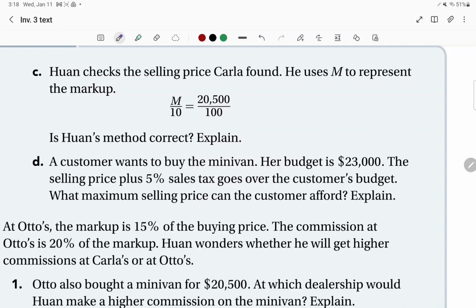On C, it says Huan checks the selling price Carla found. He uses M to represent the markup. Okay, is his method correct? If you haven't tried this, pause the video and please try it on your own before you listen to the answer.